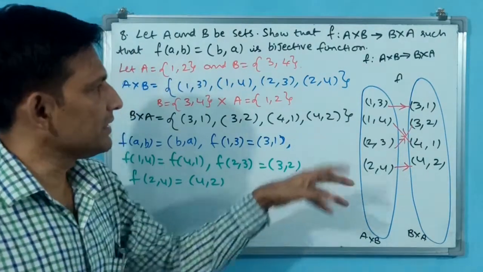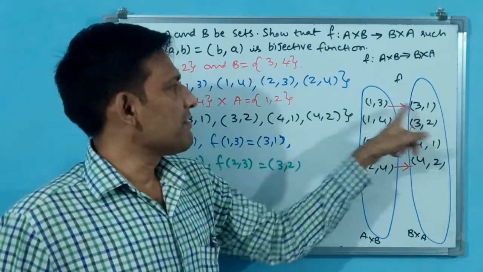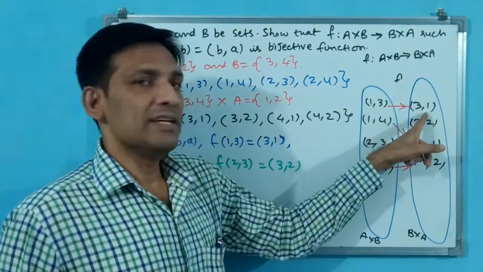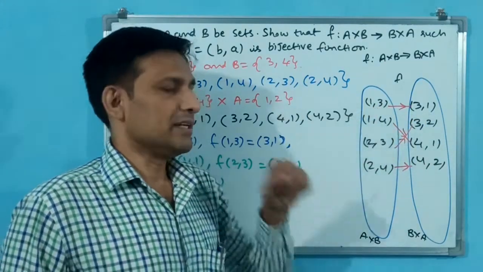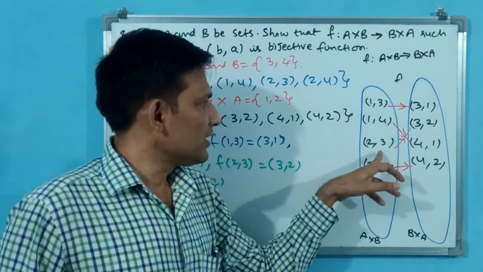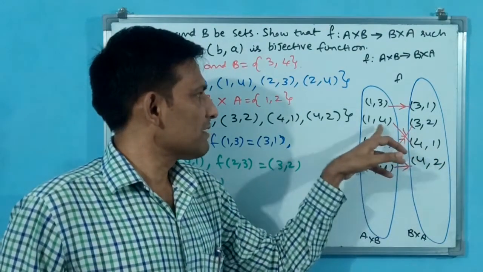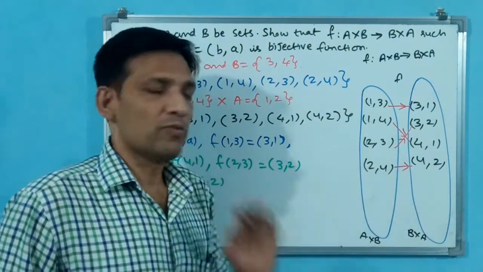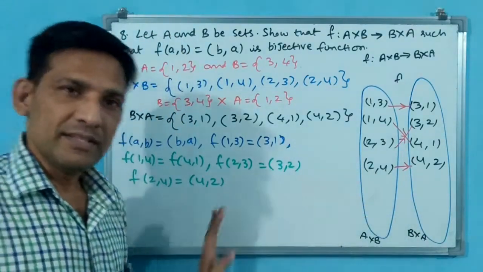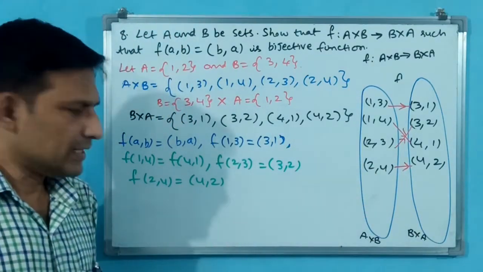Yes. Why? Because each image is having only one pre-image. 3 1 is having pre-image as 1 3. 3 2 is having only 3 2. 4 1 is having only 1 4. 4 2 is having only 2 4. That is why this is a 1-1 function.